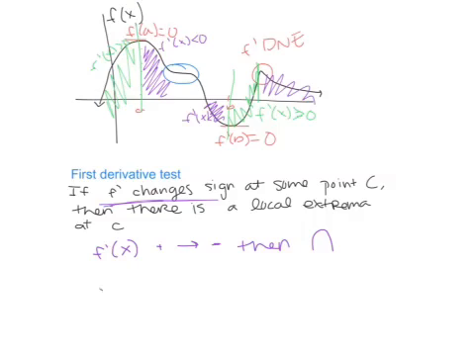The other is also true though, okay? If your derivative goes from negative to positive, then you have a minimum at the point where it changes. So again, that's exactly what's happening here. We're going from negative to positive.